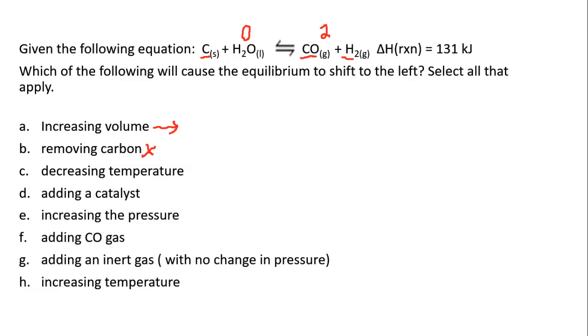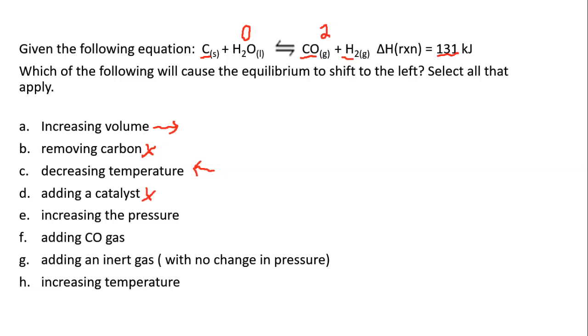Decreasing the temperature. So this is an endothermic reaction, meaning what? That's right, heat is a reactant. So we decrease the temperature, we're removing what? That's correct, a reactant. So if we're removing a reactant, it's going to shift to make more reactant. Adding a catalyst, how will it shift? That's correct, no change, because catalysts do not affect equilibrium.